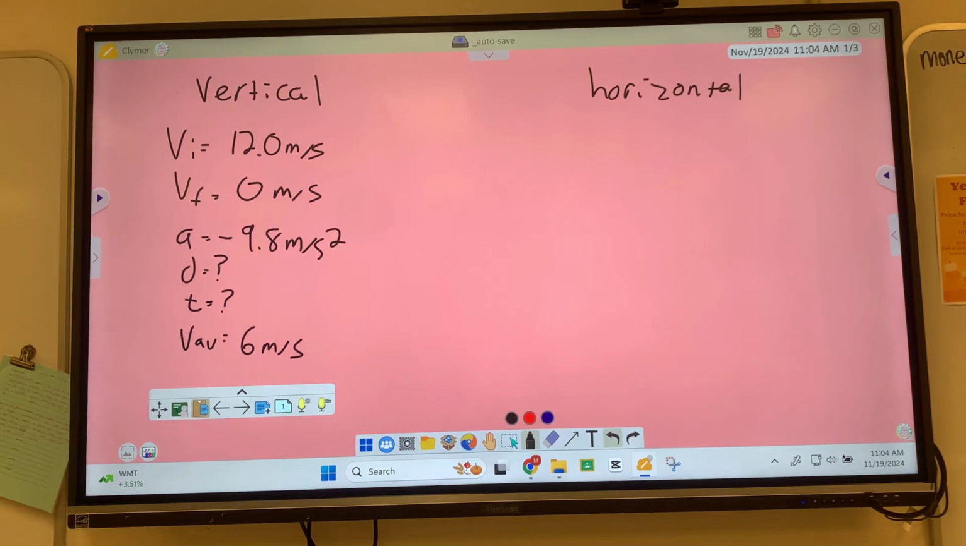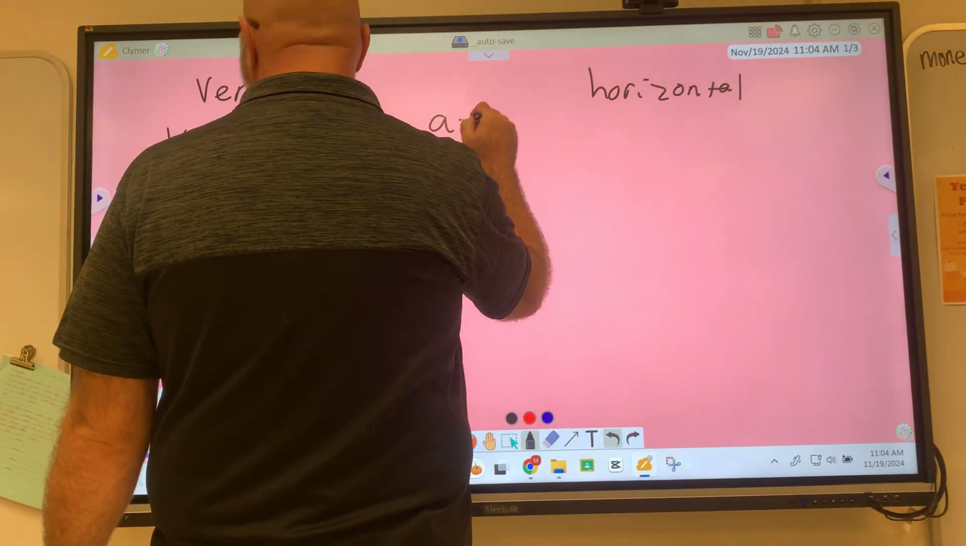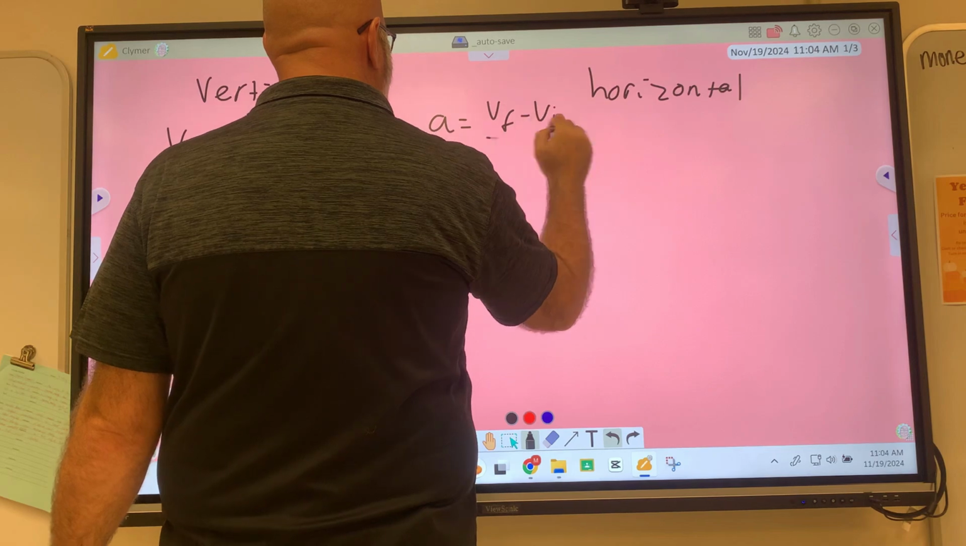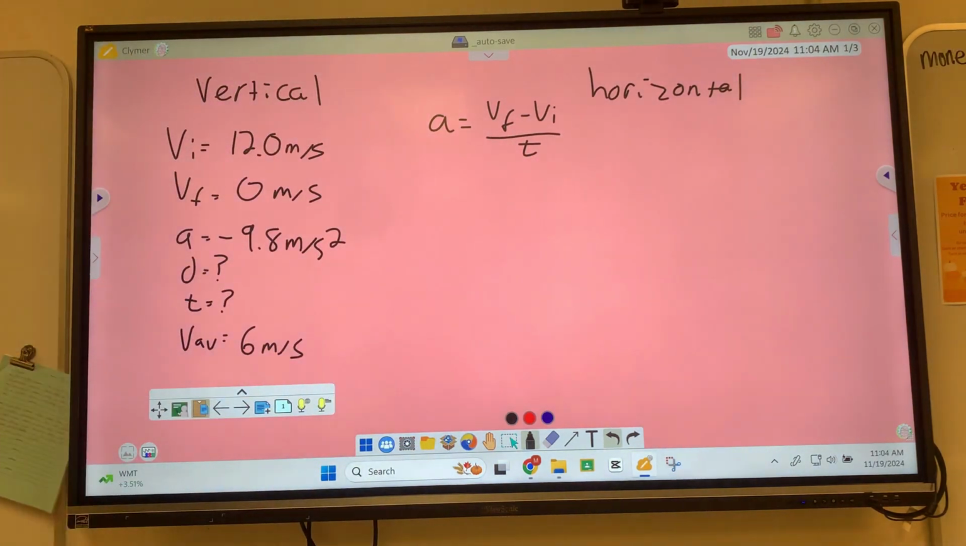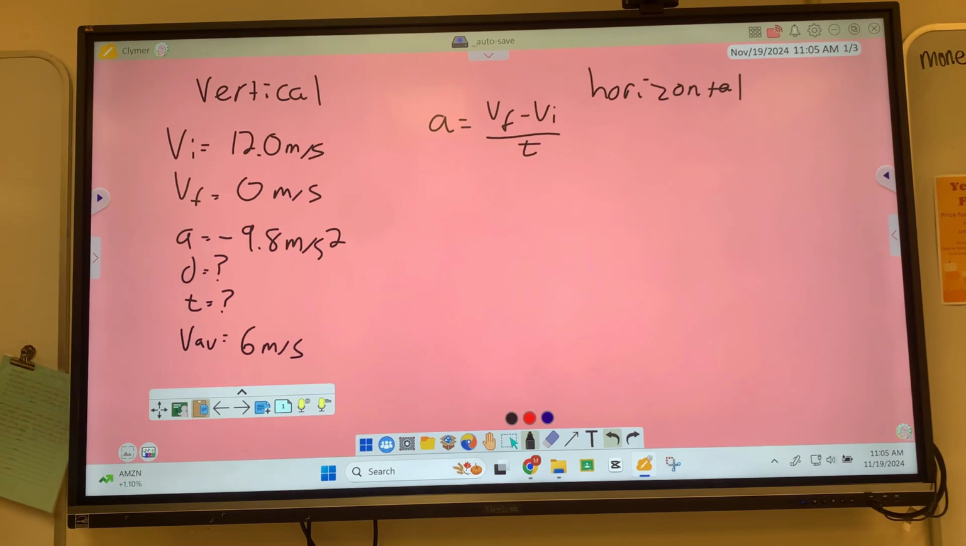Which equation do we have here to help us find distance or time? Third one. Okay, so the third one is a equals VF minus VI over time. Is that going to help us with distance? No, but will it eventually help us with distance? Yes. You could also use equation number 5, which will get you there as well, right? Because the VF goes away, and then you have an acceleration, distance and initial velocity. But let's solve this one.